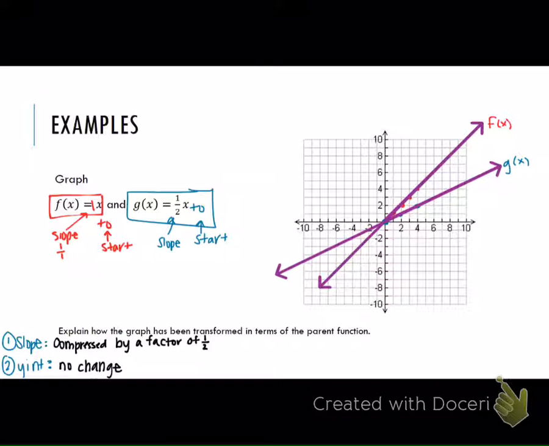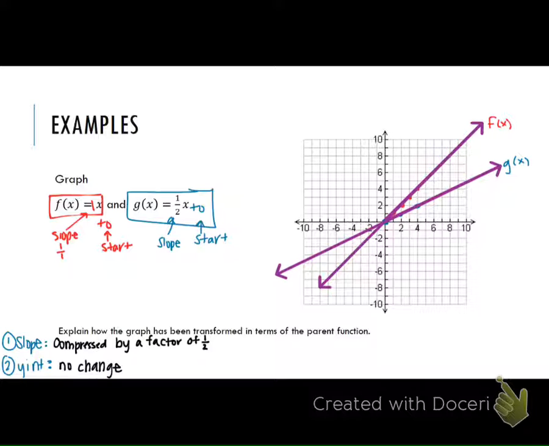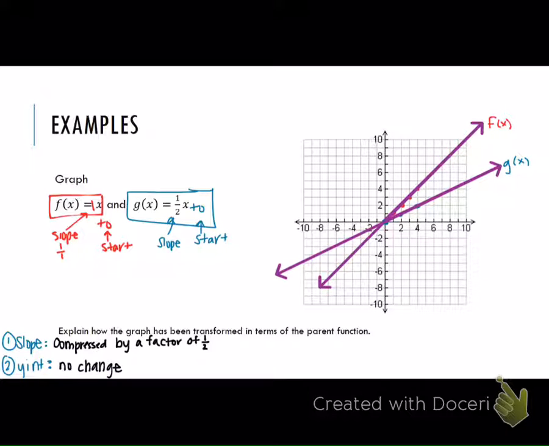How do you know it's plus 0? If there's nothing added to the end, like a plus number, then it's plus 0. So if it's just x, it's plus 0, or if it's equal to 2x. Yes. All right, guys, focus.